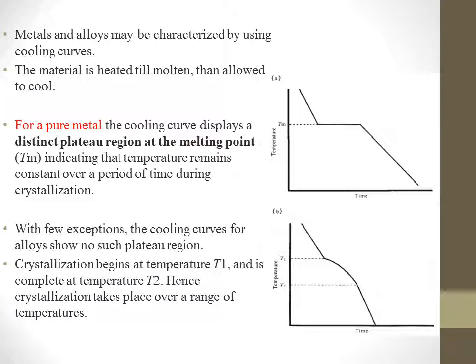So now this was the cooling curve of a pure metal. In the case of alloys, there is usually no such plateau region. As you can appreciate from the second graph, which is of an alloy, there are two temperatures, T1 and T2. There is no plateau region. Crystallization begins at temperature T1 and is complete at temperature T2. So crystallization, rather than taking place at a certain melting point, takes place over a range of temperatures. Why a range? Because there is more than one metal involved.